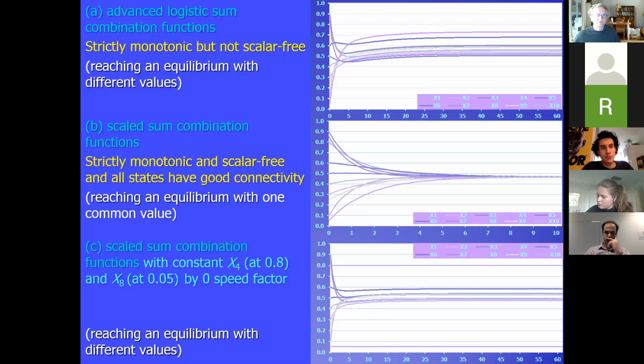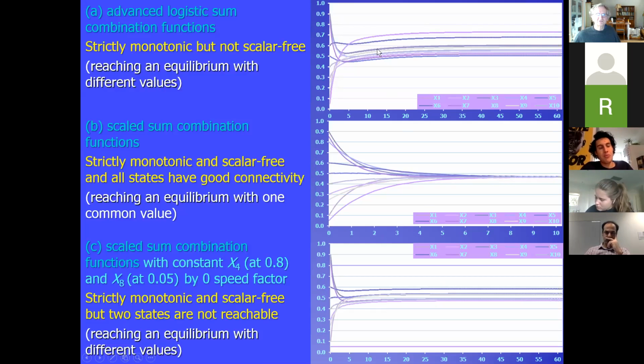So now we have the explanation. This one does not come to one common opinion, because the function is not scalar free. This one comes to one value because it satisfies all three properties, and this one does not come to one value because we have two states that are not reachable, and only one exception was allowed. So these things can now be explained by such an analysis.